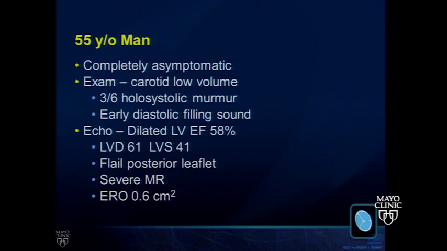And a 55-year-old man who's completely asymptomatic with low volume carotids, a 3/6 holosystolic murmur with an early diastolic filling sound, has a dilated LV with an EF of 58, 61 in diastole, 41 in systole, those are the chamber sizes, a flail posterior leaflet with severe MR, and an ERO of 0.6. Should we do mitral valve repair, cath, vasodilate, or follow?